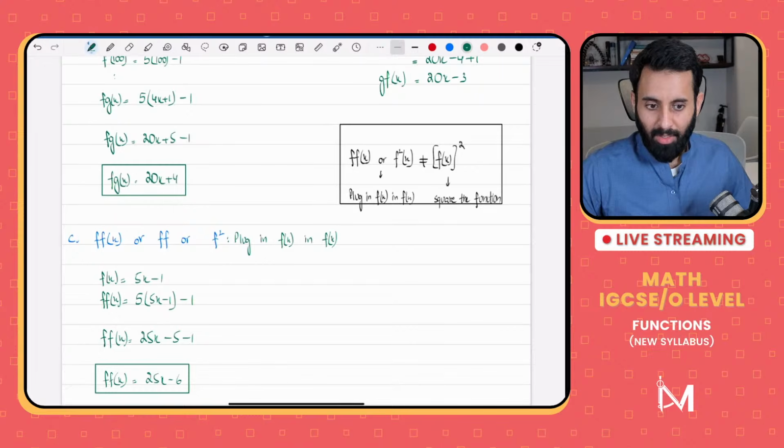Okay, so that is the concept of composite function.